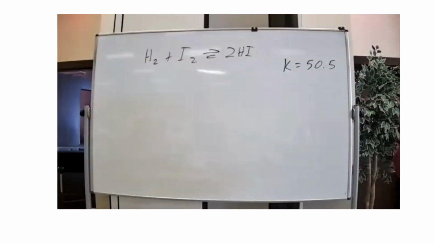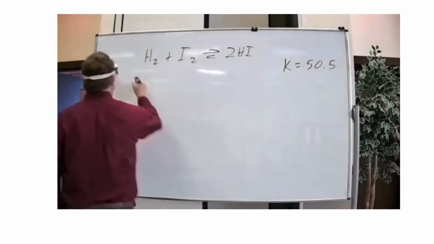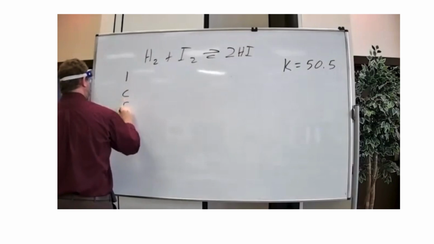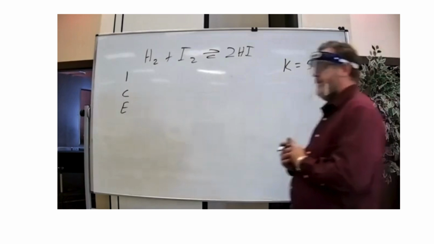So we're going to take a look at how to calculate this. Okay. And we're going to use something called an ICE table, which is kind of appropriate with our weather. Okay, now what does ICE table stand for? I-C-E. I stands for the initial concentration. C stands for the change that is going to occur. And E stands for the equilibrium conditions.